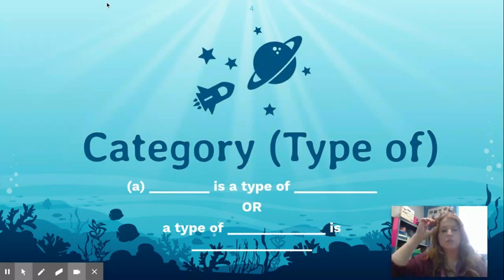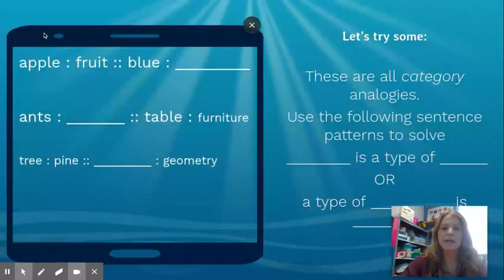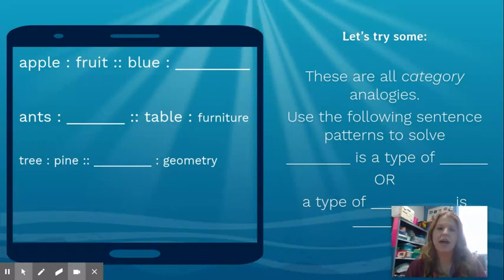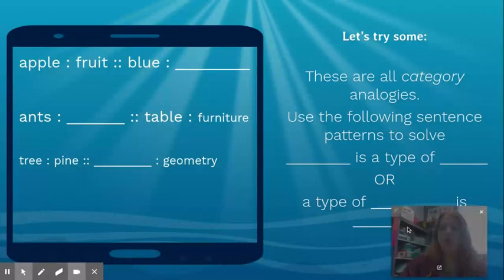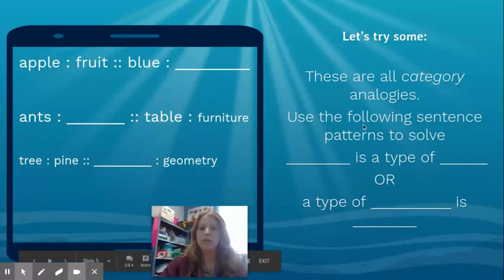The first one we have this week is category. You'll also hear this called type of. Your sentence pattern is a blank is a type of blank, or remember, it can go the other way: a type of blank is blank. So let's take a look. Apple is to fruit as blue is to blank is our very first example. These are all category analogies, and we can use these sentence patterns to solve.